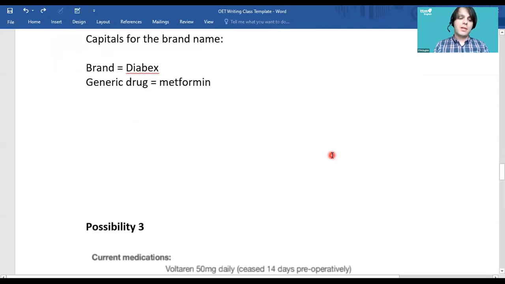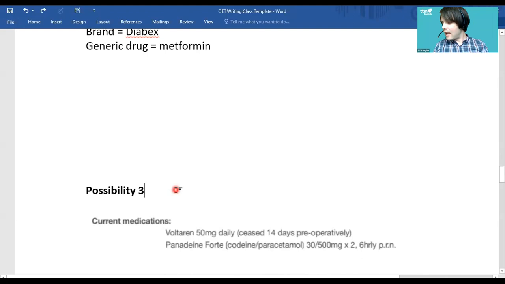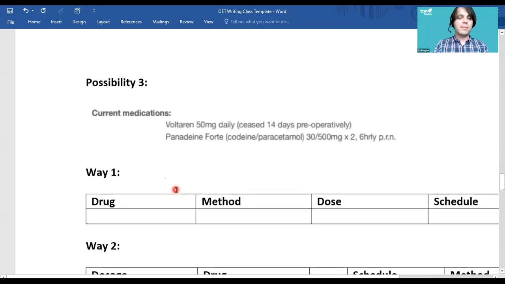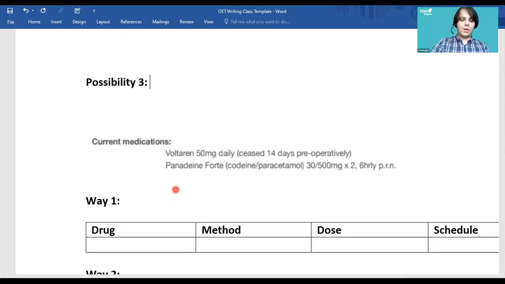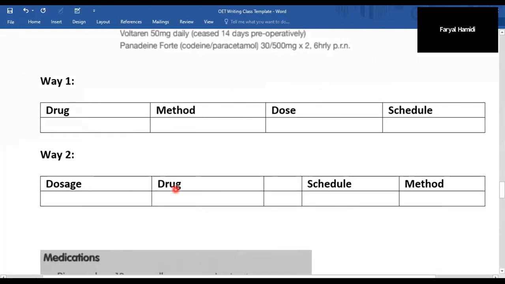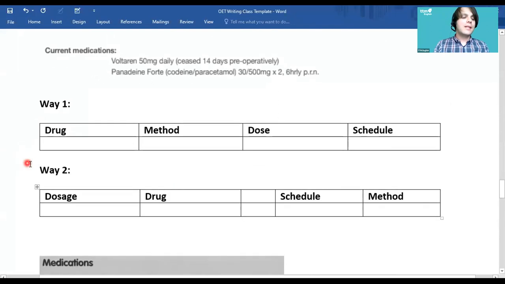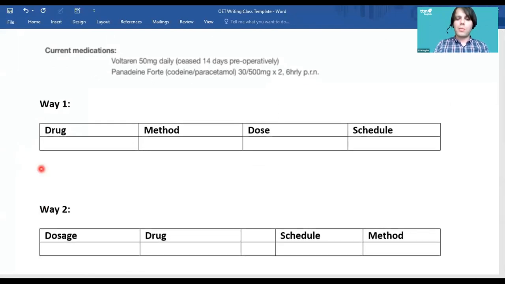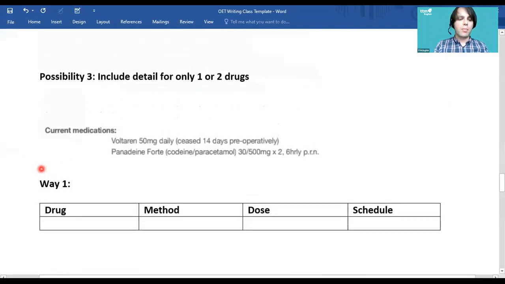Number three, possibility three. What's possibility three again, Fayal? Just remind me. Include details. One or two medications. Okay, thank you very much for that. Now, I taught you last time one way, but I want to teach you a second way as well, and you can choose which one you prefer the best.